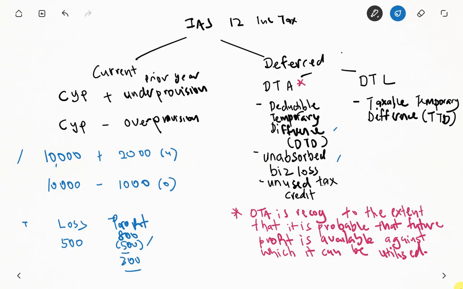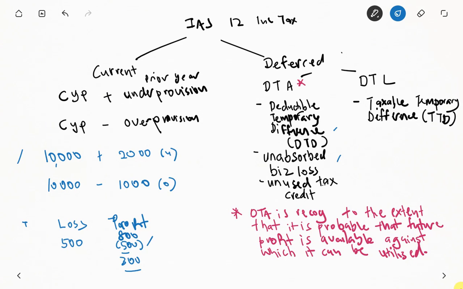So loss itself is not good. But the advantage is that in the future, if I make a profit, I can utilize it, so I pay lesser tax. It's a loss, but luckily this $500 loss can help me pay lower tax in the future. So is this good or bad? Since in a way I can reduce tax in the future, I can recognize the deferred tax asset now. So unabsorbed business loss is a deferred tax asset because in the future it is deductible.